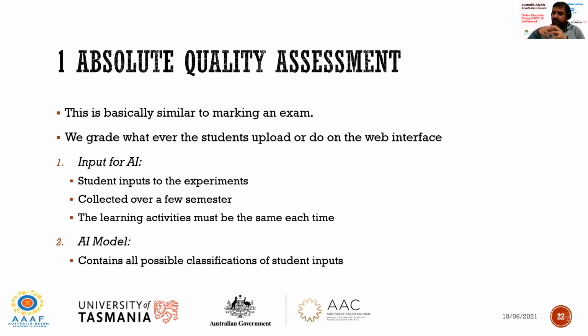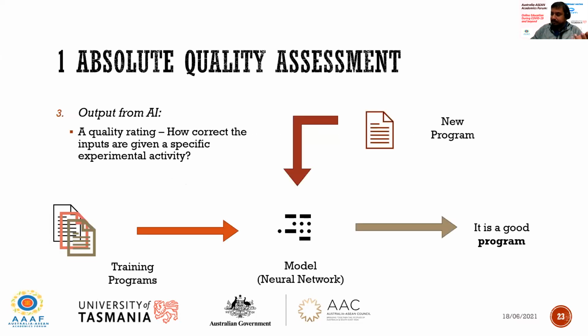So the AI model that is generated will contain all possible classifications of the student input. Whether it's good, bad, or anything in the middle, like it's missing some components, or there is something in the input that is not supposed to be there. All this classification can be given by the AI model. So it will work pretty much the same as the image processing one. We have all these training programs that have been uploaded by the students previously, and then we create the model. A new program comes in, and then the AI can say whether the program is good, bad, or if it's missing something.